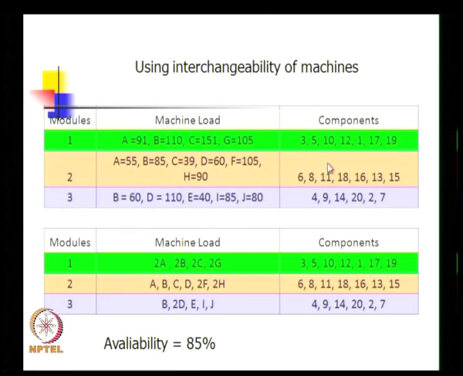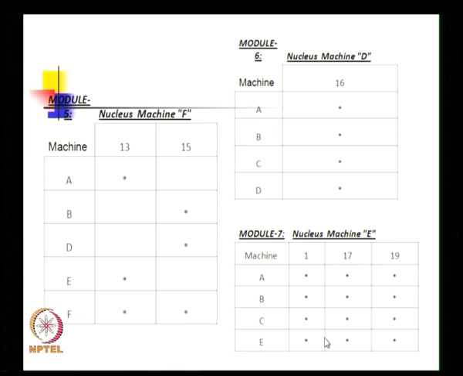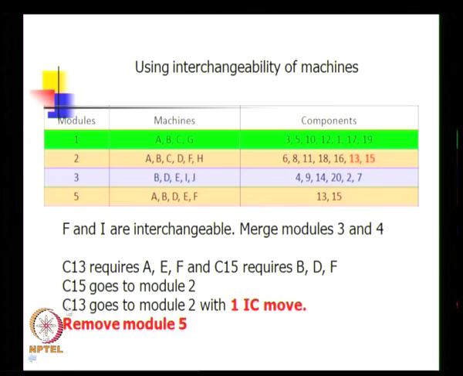Then we start looking at this module, which has A, B, D, E, F and has 13 and 15. So, go back and see that this is the requirement: 13 and 15, A, B, D, E, F. Now, 15 requires B, D and F. So, 15 requires B, D and F. We have B, D and F here. So, 15 goes to module number 2 directly. 13 requires A, E and F.